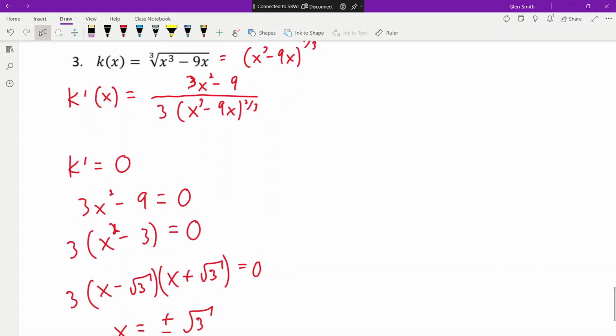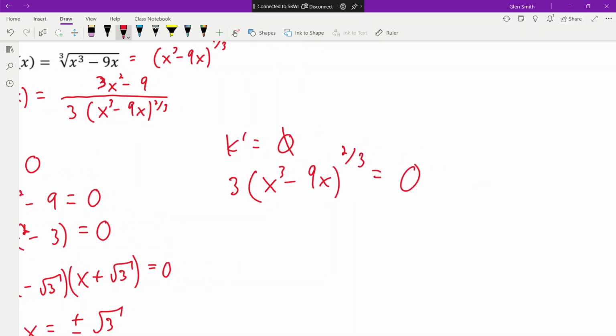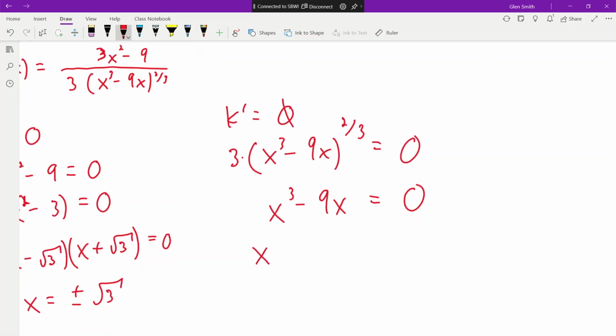Okay? But then we can also find where k prime is undefined, because it's a fraction, and that's just me setting the denominator equal to 0. Well, it turns out the only way for that to be 0, we're multiplying by 3, right? That doesn't matter, is if the inside is 0. Like we need that to be 0. So we factor that, take out an x, you're going to get this, and that factors nicely.